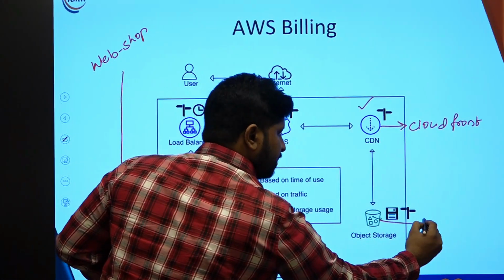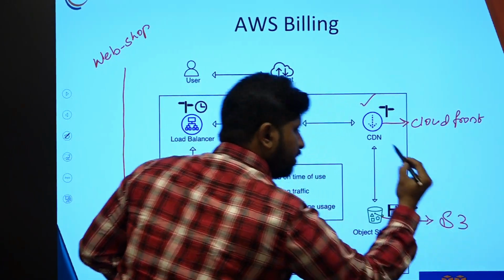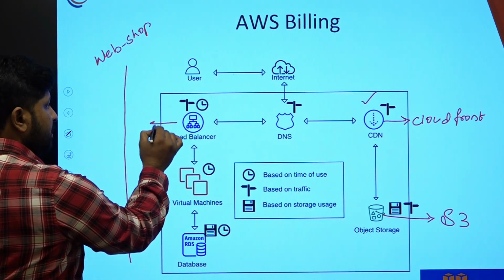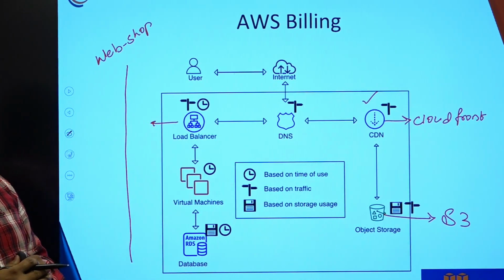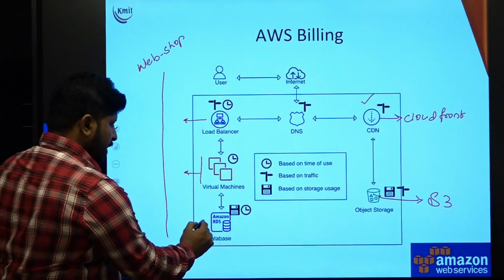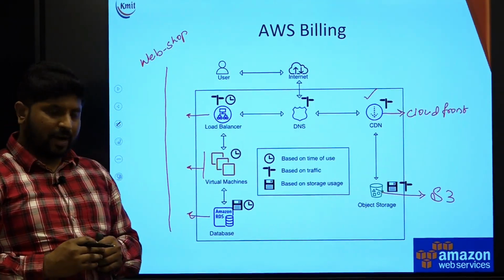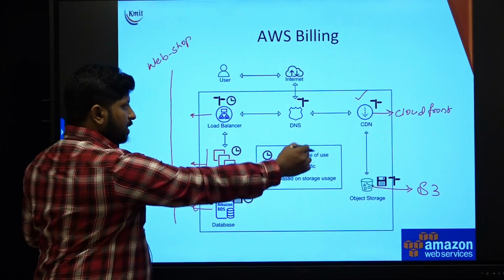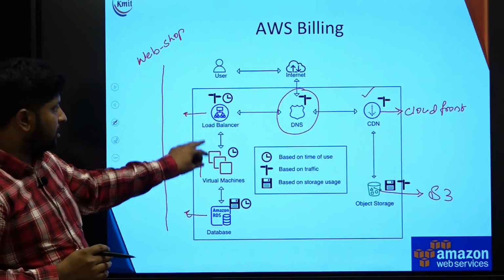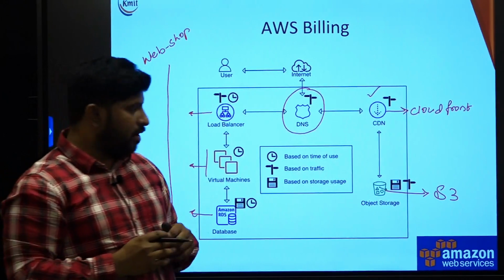and the static files can be stored in an object store which comes along with your S3 service. Along with that, we do have load balancers to balance the traffic between various virtual machines, and the data is going to be handled by Amazon RDS database. So all these are the services, and one more thing is DNS, domain name system. All these are the services when we are looking at the web shop deployed on AWS.